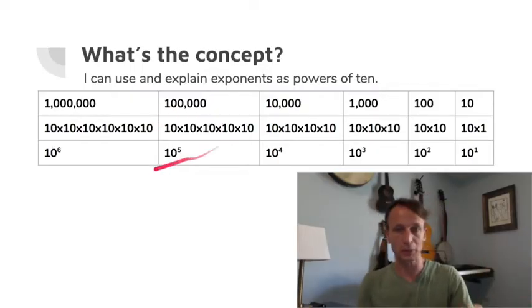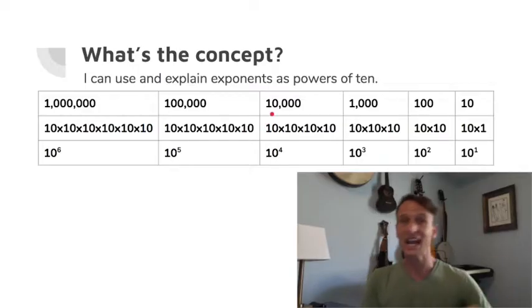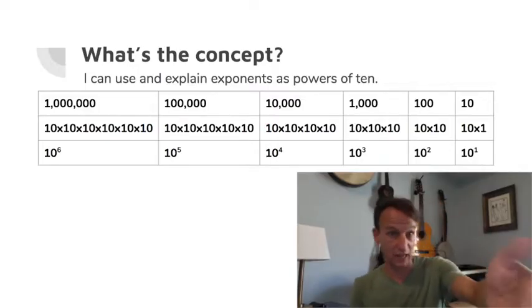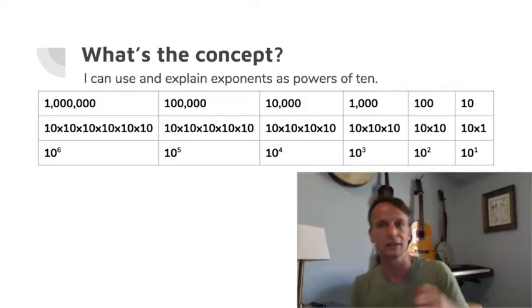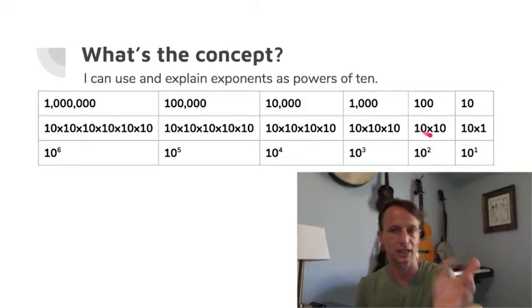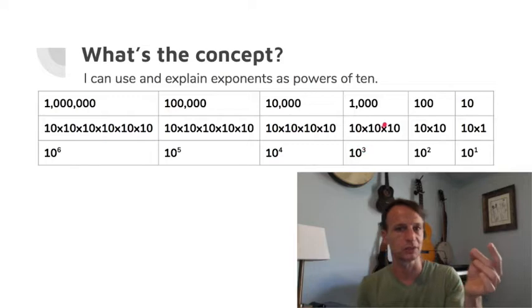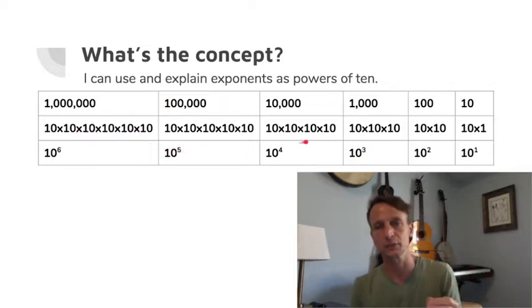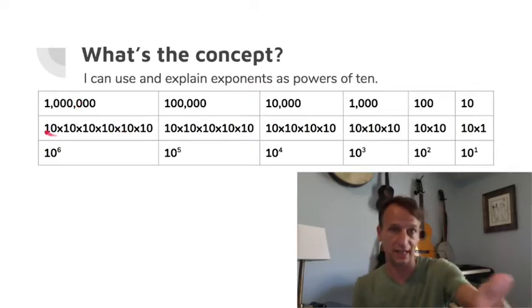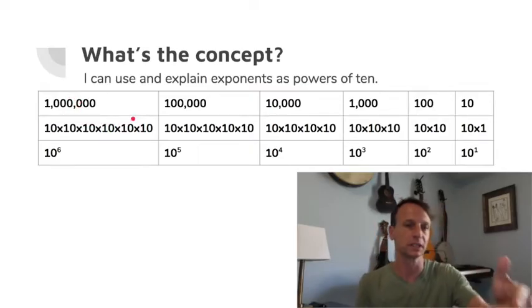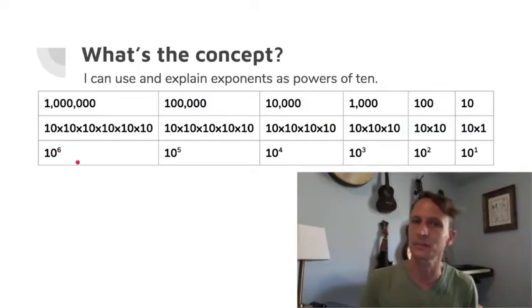Those little bad boys right there, guess what? Those are exponents. I can use and explain exponents as powers of 10. By powers, we're saying how many times you're multiplying times 10. Here, we're doing times 10 once. Here, we're doing times 10 twice. 3, 4, 5, 6 times. That's what exponents are. You can think of them as a shorthand way, because who wants to write out 1 million even? Or certainly not that mess. It can make your eyes buggy, when you can just write 10 to the 6th power.